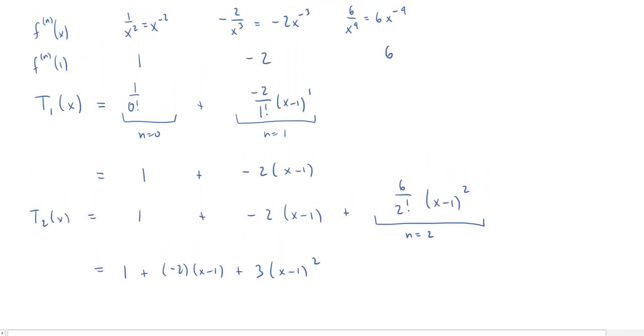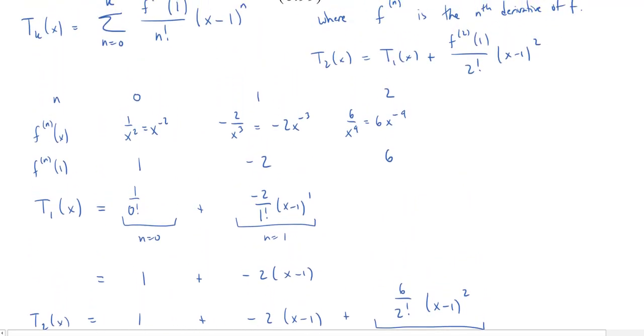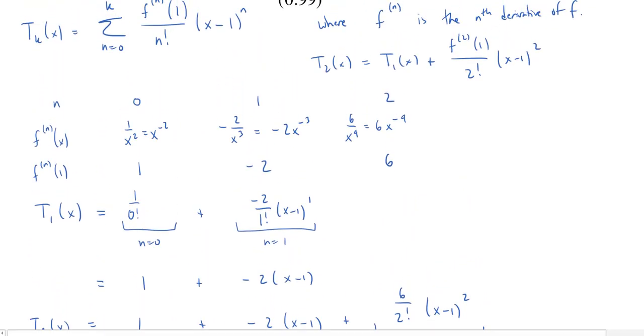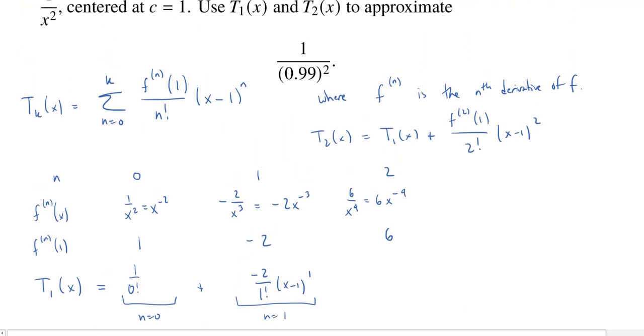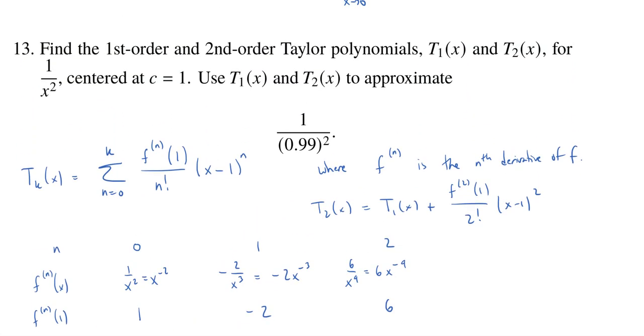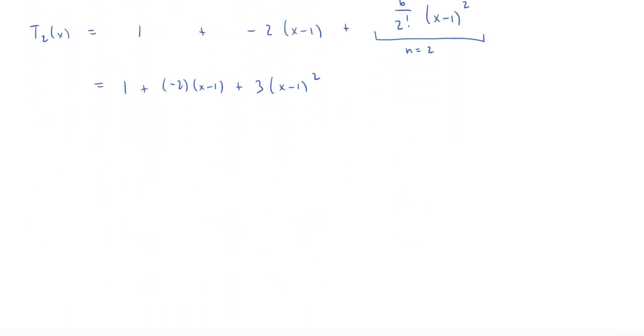And now let's see, there was a second part to the question, which we very often will overlook, but we should always go back and reread our question. And look what it says. Use these two Taylor polynomials, the first and second order, to approximate 1 over 0.99 squared. All right, let's see how we could do that.